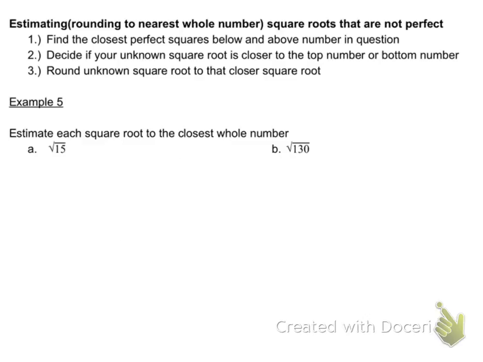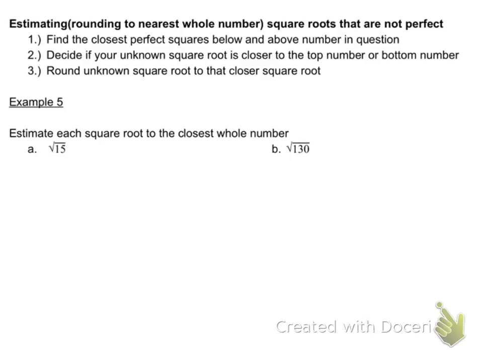The next one is estimating, or aka rounding to the nearest whole number, square roots that are not perfect square roots. So I got some steps in there. Again, this is why we do the outlines, right? You don't have to copy all this down. For our examples, I want you to estimate the square root to the closest whole number. Of course it's going to be a whole number, because it can't be a negative, because you can't take a square root to get a negative.